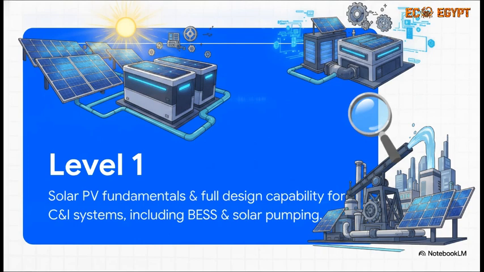Now, you might be wondering, what exactly does Level 1 entail? Covering Chapters 1 through 3, it introduces solar PV fundamentals, the core components, and, this is key, it gives you full design capability for commercial and industrial, or C&I, systems. We're talking about integrating battery energy storage systems, or BESS, and those really complex solar pumping solutions required for robust, commercial-grade energy demands. It's serious stuff.